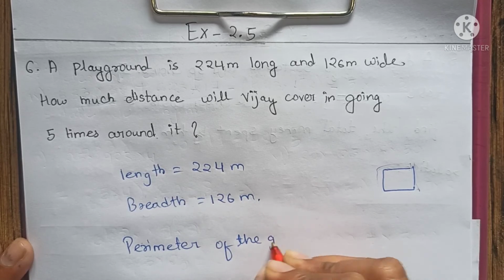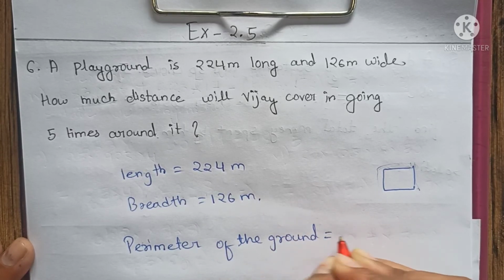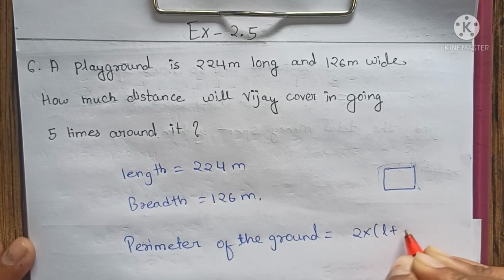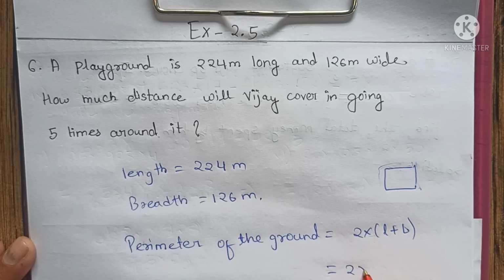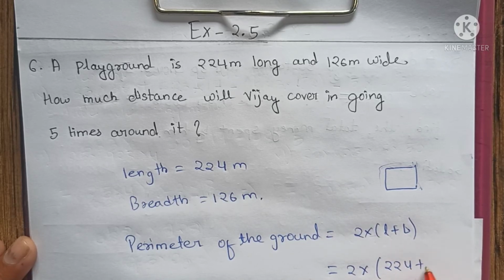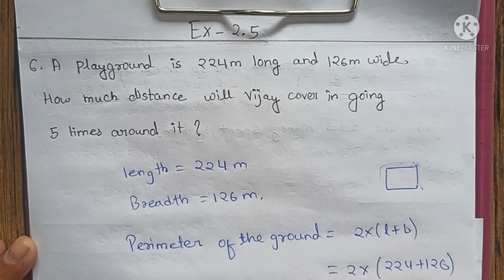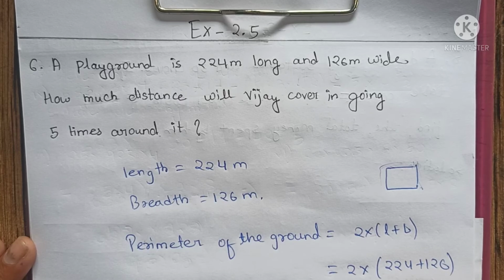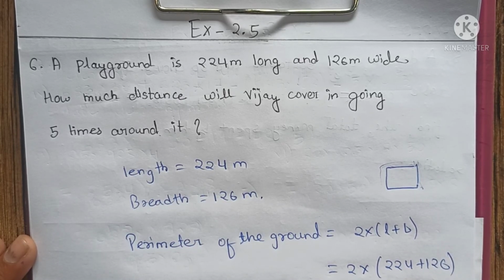Now the ground is in rectangular shape because length and breadth are given. So we will use the perimeter of a rectangle formula: 2 into 224 plus 126. Here after adding we will get 350. So 700 is the perimeter.